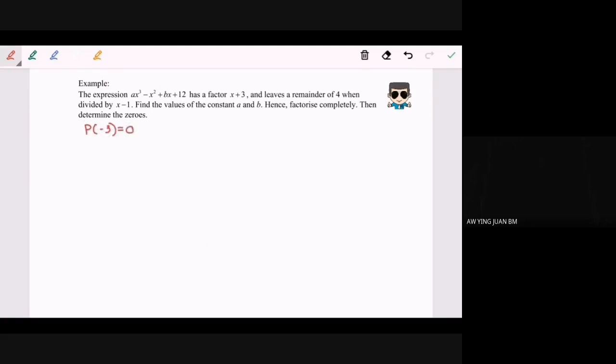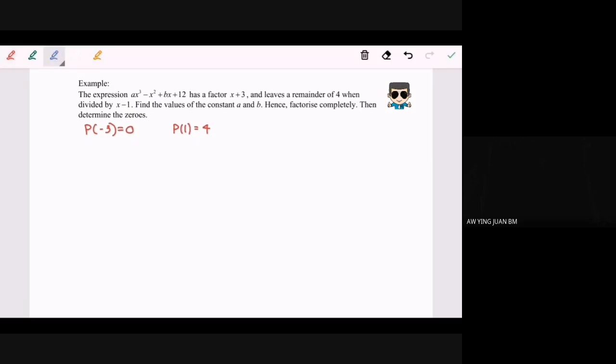And leave a remainder of 4 when divided by x minus 1. So that is the first part: find the value of the constants a and b. For the second part, the question asks us to factorize the expression completely, followed by the third part, which is to determine the zeros. So now I'm going to substitute the value into the expression.